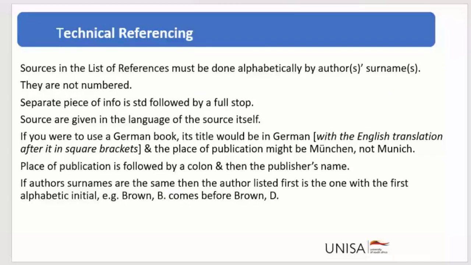And the place of publication might be München, not Munich. So in other words, you put it in the language that it is, so that anybody who wants to refer to it knows exactly where you got the information from. Place of publication is followed by a colon and the publisher's name. Some students take this for granted; sometimes they put a semicolon and a colon, and then the publisher's name is never there. You need to say who published this source that you are referring to.